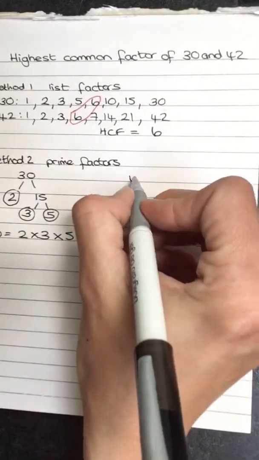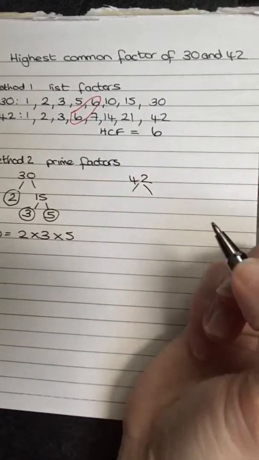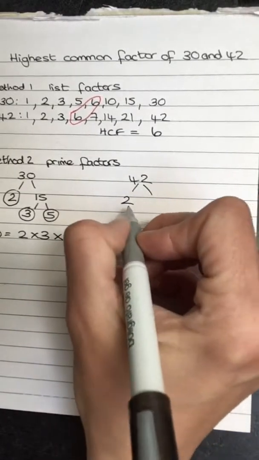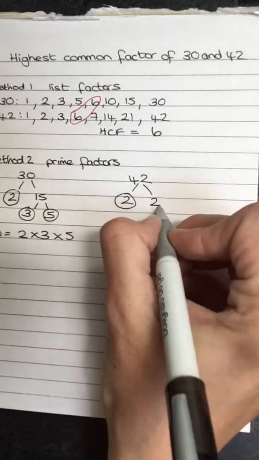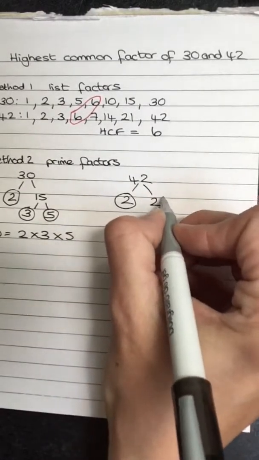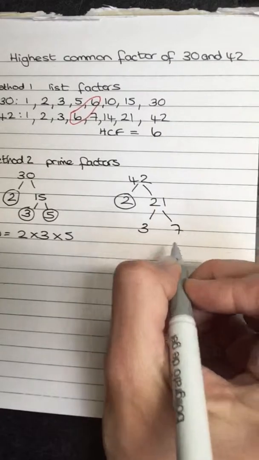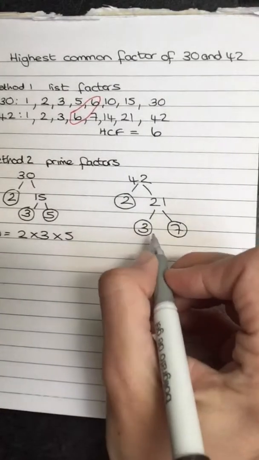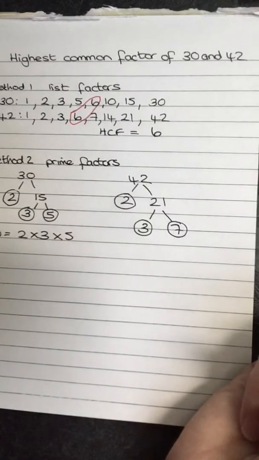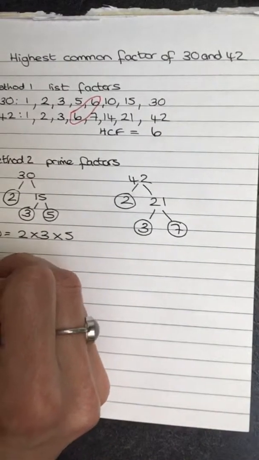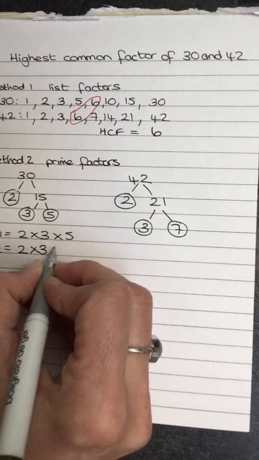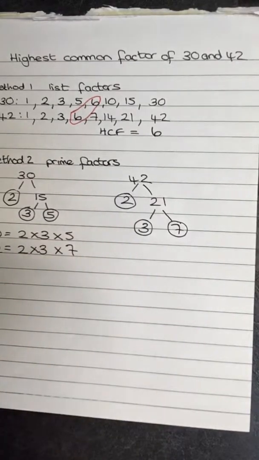Now if I take the number 42 and I do the same thing, it's an even number, so I know I can split it into 2, which is a prime, and 21, which isn't. So I continue with the 21 and I can split that into 3 and 7. Both 3 and 7 are prime, so they are my prime factors. So 42 is equal to 2 times 3 times 7.